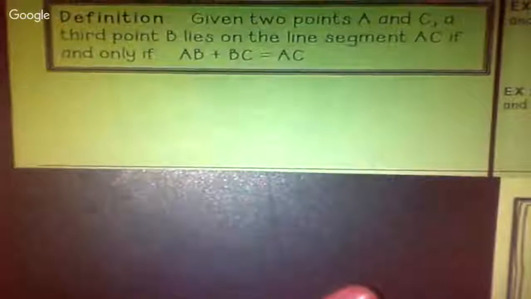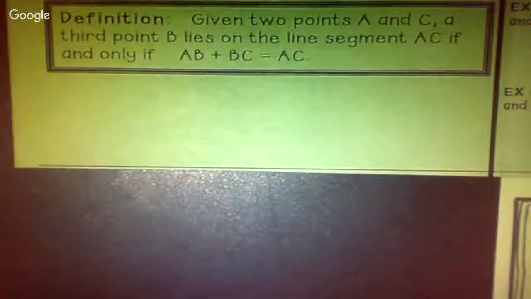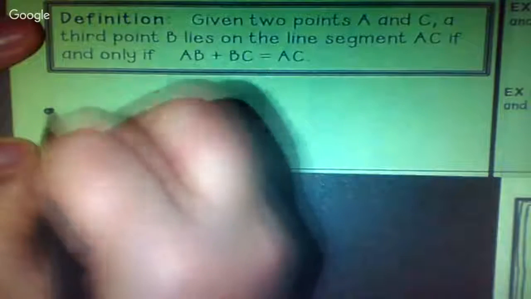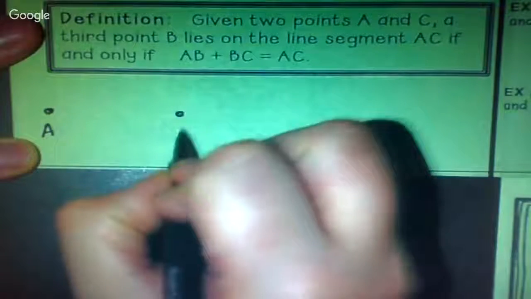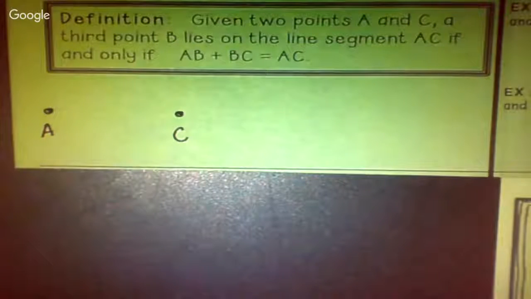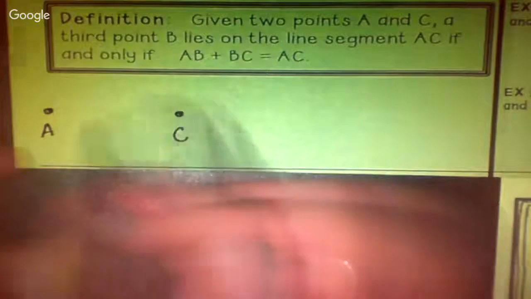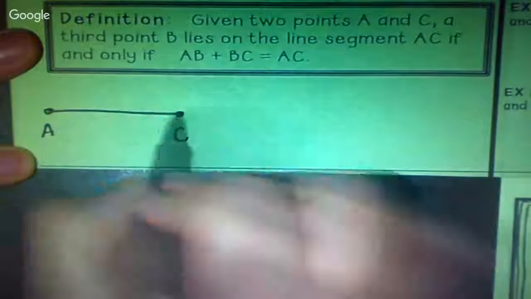Let me zoom in on this. Okay, so the definition says if we're given 2 points, A and C. So whenever you get these types of problems, I'd like you to draw a picture. It is so much easier to visualize it. So we're given 2 points, A and C. So here's point A, and here's point C. Okay, and they say that this is a line segment, which means you have a line that connects these 2 points.